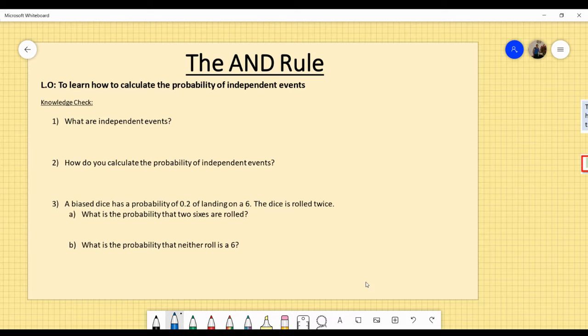So to start off with, can you write out the questions here and then use your knowledge organizer to try and answer as much as you can? And then when you're ready for me to go through it, hit play and I'll show you how to do them.